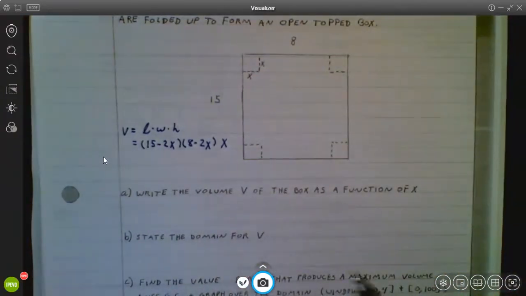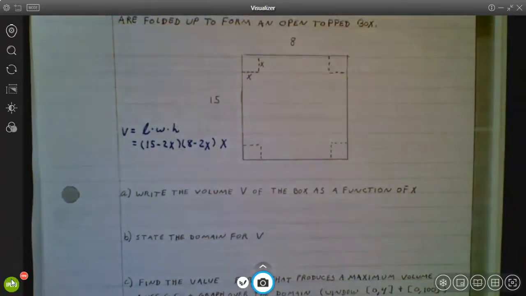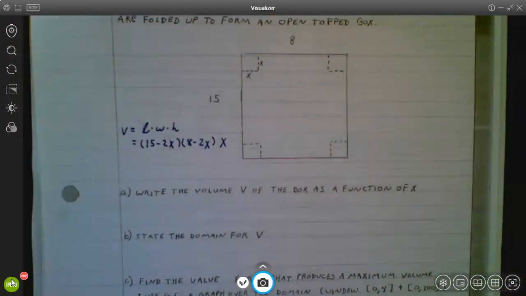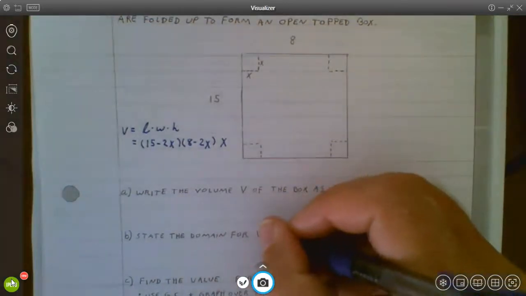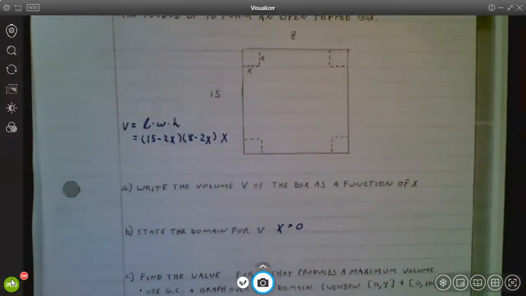What would the domain be? And remember, one way you can always look at domain is what numbers am I allowed to plug in for x? What can x be? Well, obviously it can't be 0 and it can't be negative, right? Because it represents the length of something in this diagram. So it's got to be greater than 0, but is there more to it than that? Well, I'll write it this way for now. So let's just say x has to be greater than 0.